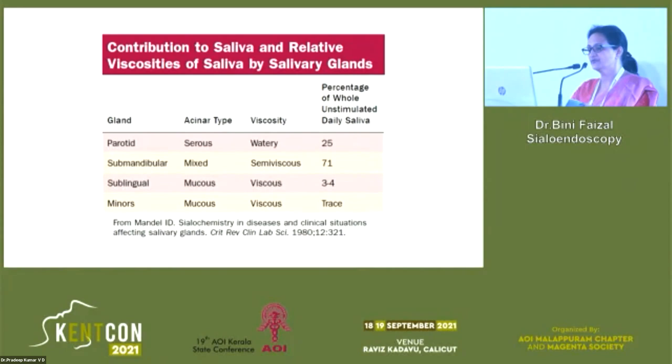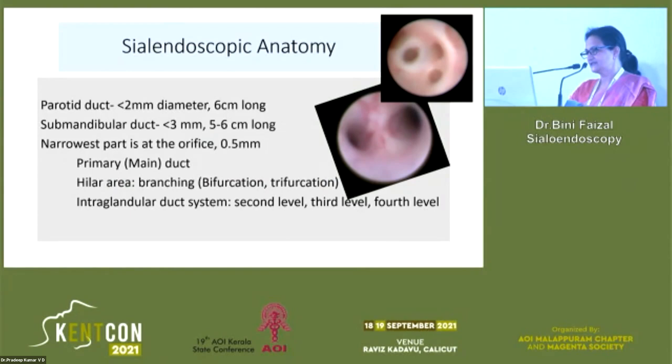And this is sialendoscopic anatomy. Generally, the duct is 5 to 6 centimeters. The opening is called a papilla, and it is very narrow, say 0.5 millimeters. Submandibular papilla is still narrower, 0.2 to 0.5. So they say the submandibular papilla is difficult to navigate and difficult to cannulate, but once you cannulate, it is easy to navigate. For the parotid, it's the reverse.